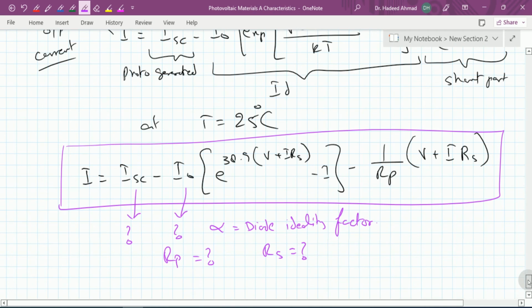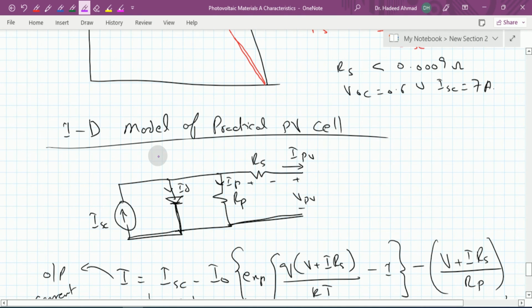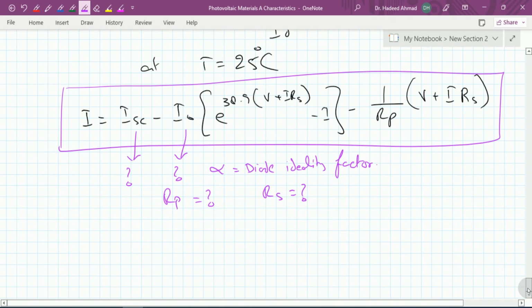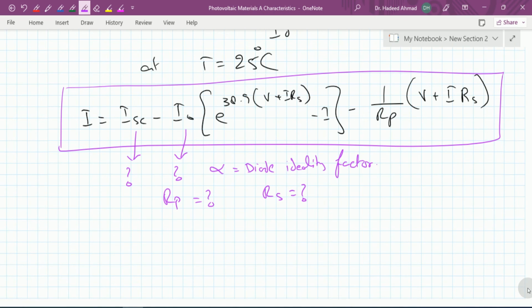So for a one diode model, for a 1D model of any practical PV cell, there are 5 unknown parameters which have to be calculated based on the given irradiance and temperature values. Therefore, this equation is not at all a trivial equation, and some iterative method is required to solve for this ISC, I naught and this RP value.